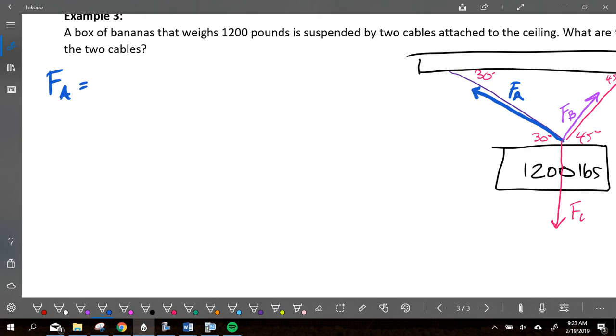Force A, it has some tension in that rope. I don't know what that tension is. Let's call it A for right now. All right, and when you think of A, it is a magnitude. That is the strength of the rope. How much is the tension pulling on that rope? Okay, that cable is being pulled left and up, left and up. And so how could I figure out the vector that goes along with that rope?